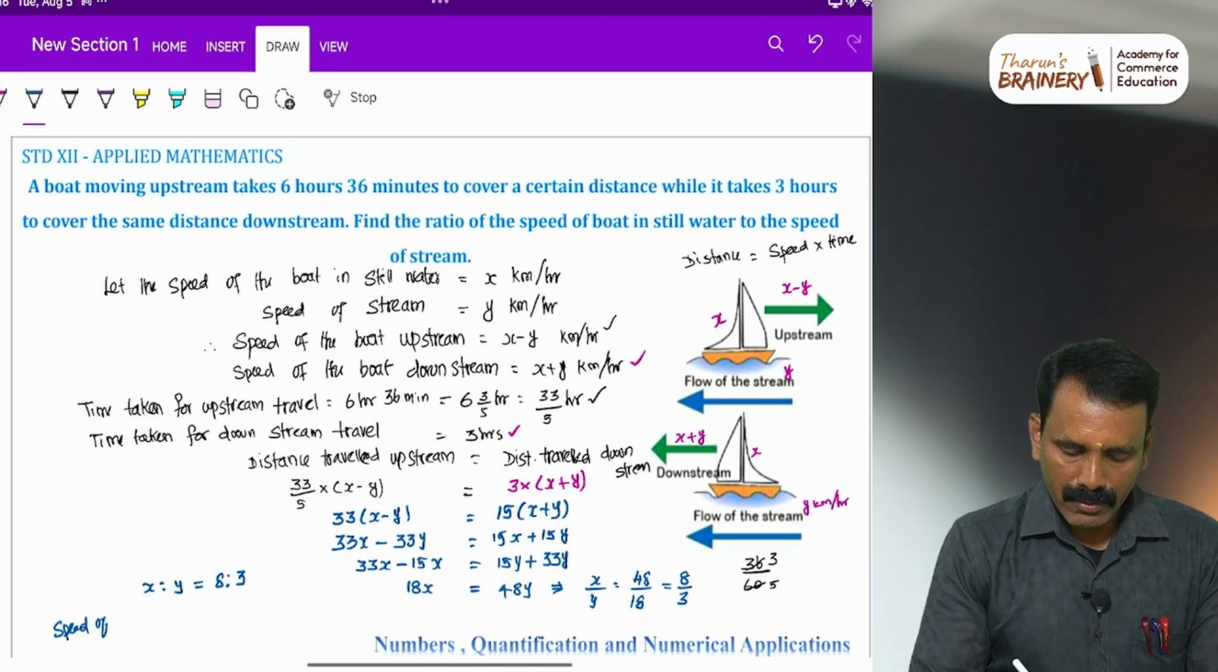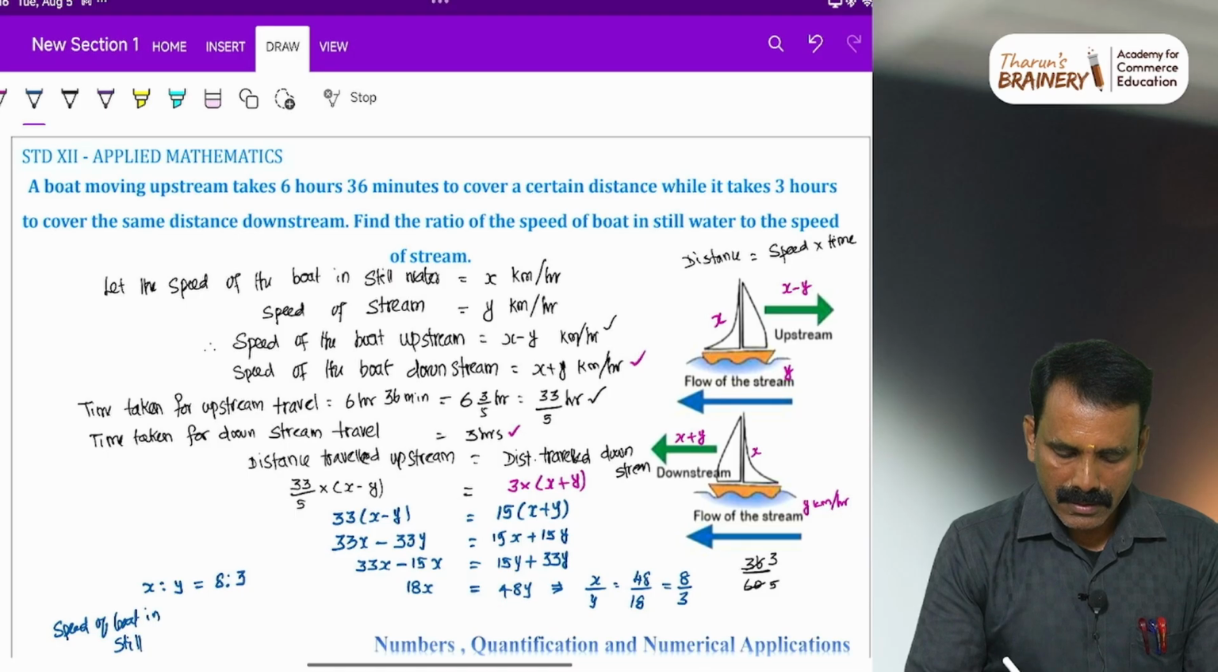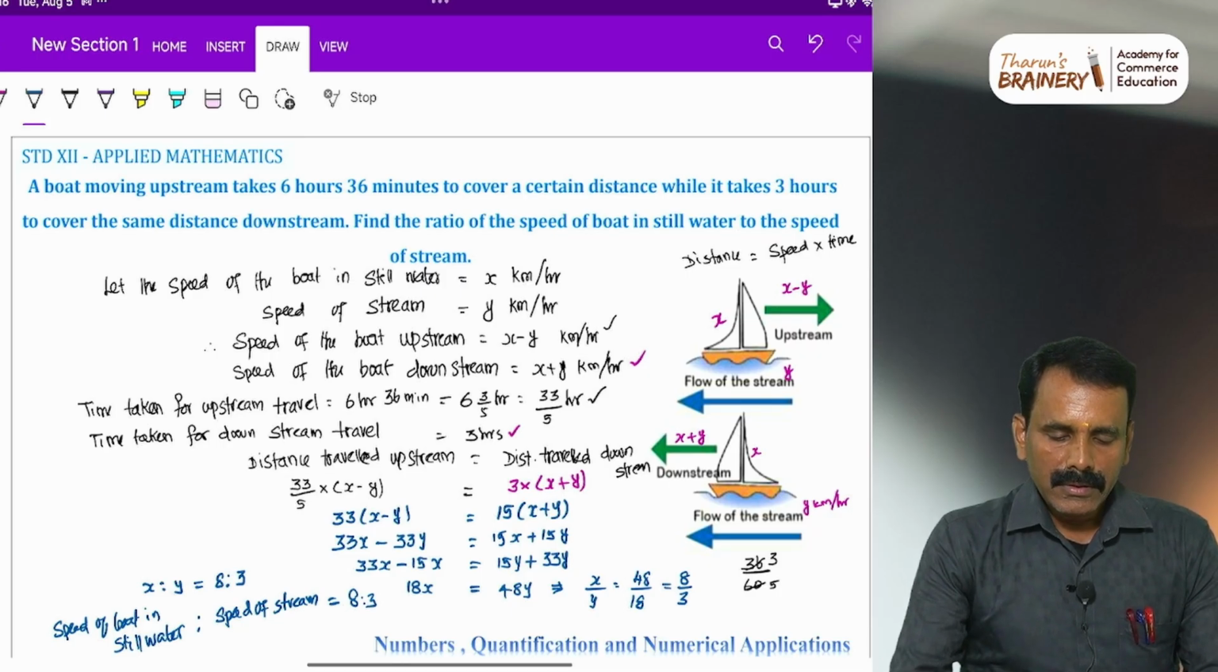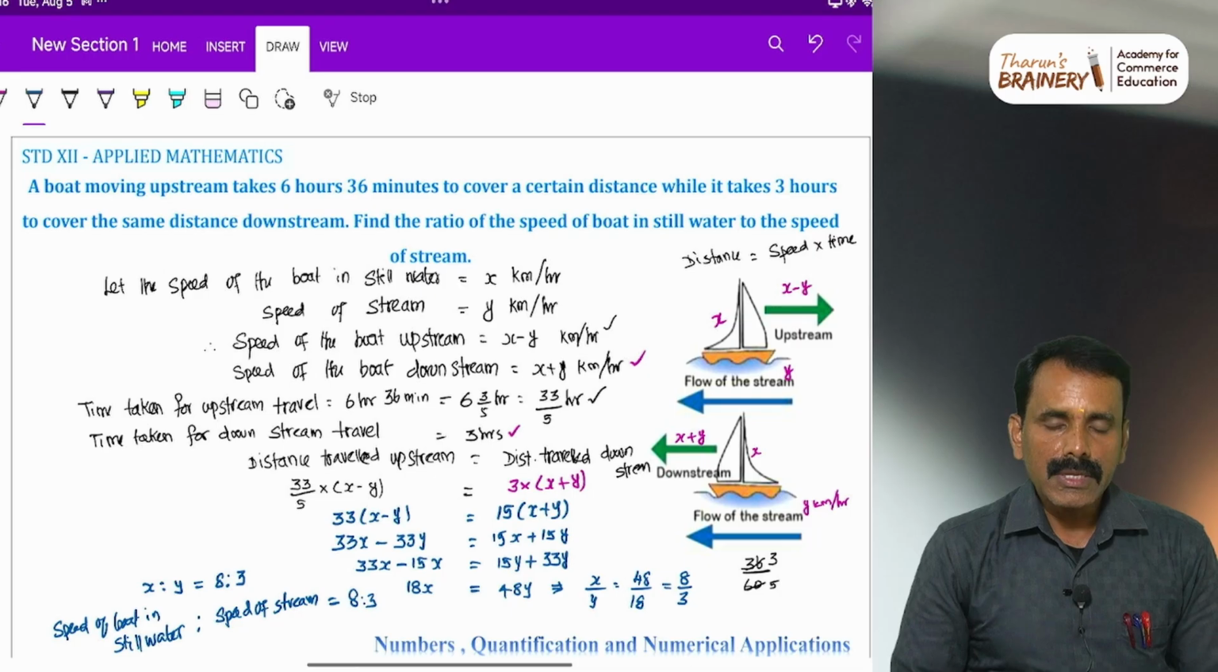So speed of boat in still water is to speed of stream is given to be 8:3. So this is the final answer. So this is how we have to find the solution for this problem.